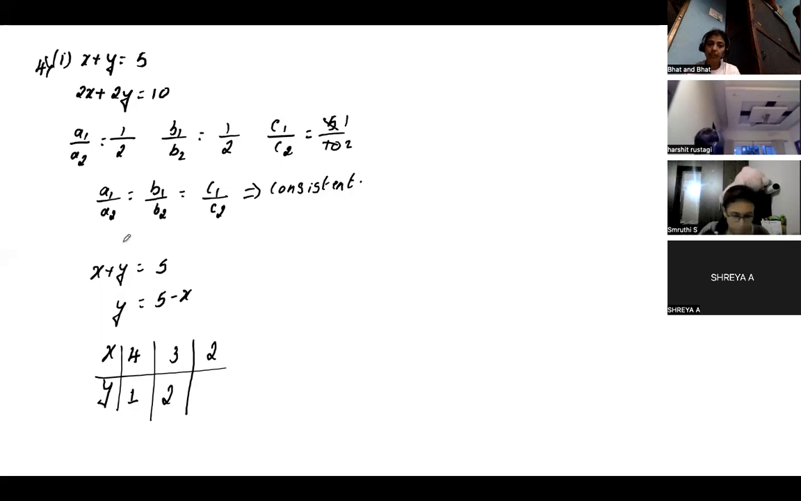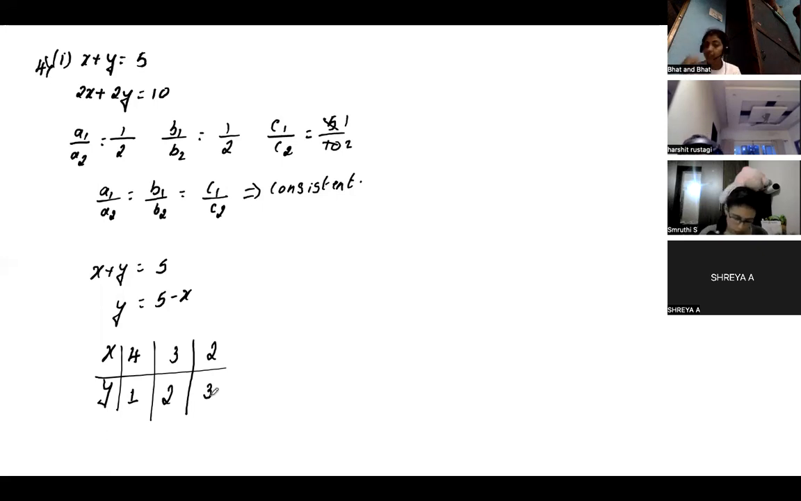And graphically, can you estimate how the lines will be? Will they be intersecting or coincident? It'll be coincident. It is one line on the other line, in the coincident graph. Correct. Okay. And if x is equal to 2, then y will be equal to 3.